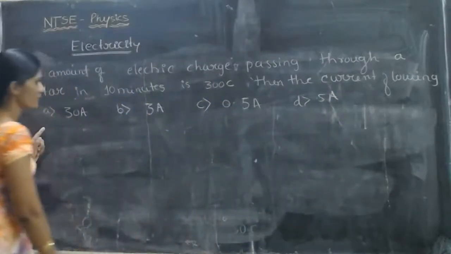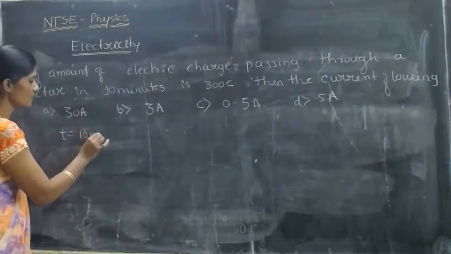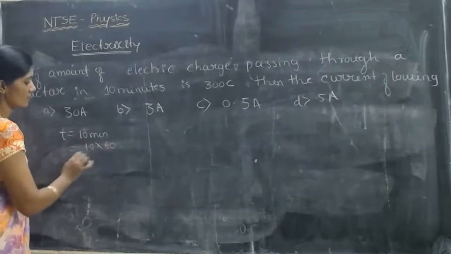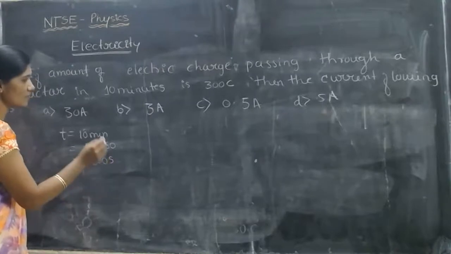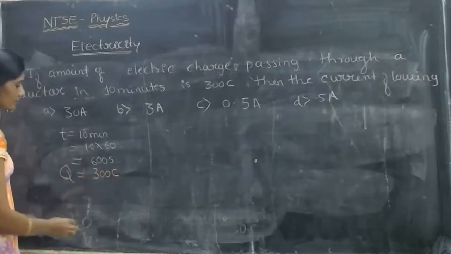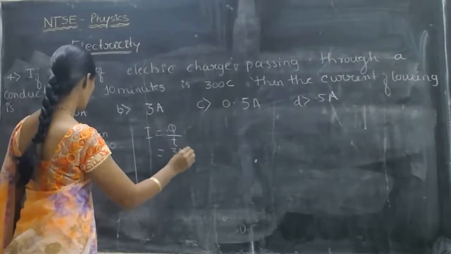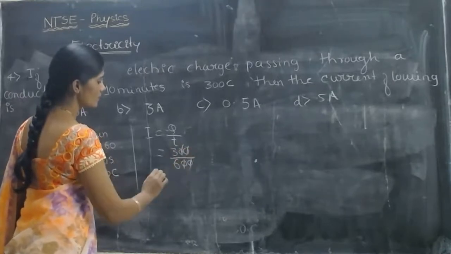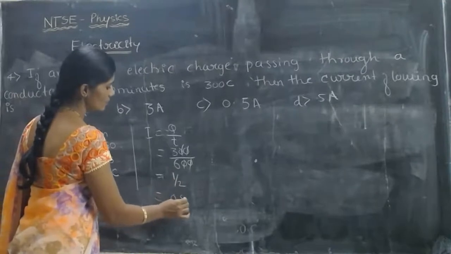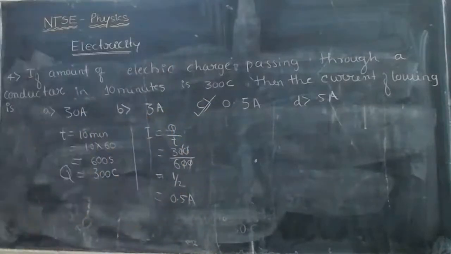First you convert the time period T into seconds. 10 minutes is there, 10 into 60. Now we get time in seconds as 600 seconds. Then see, charge Q is given and it asks us to find current. I equals Q by T. Q is 300 and time is 600. Zeros cancel. 3 by 6 means 1 by 2, and 1 by 2 means 0.5. As it is current, it is ampere. So 0.5 amperes is the right answer. Now the next question.